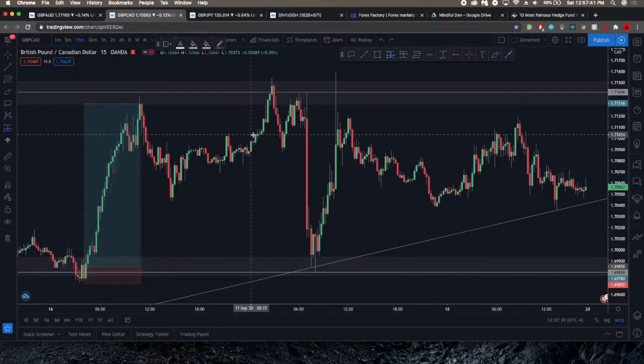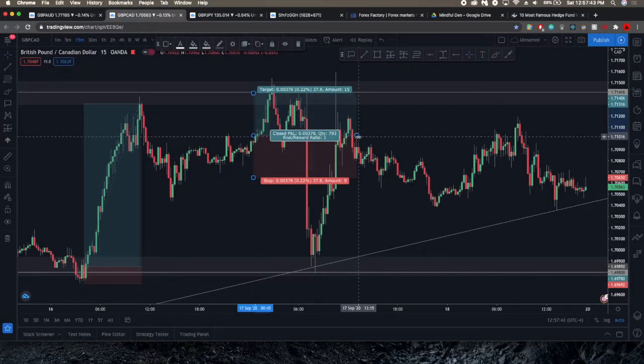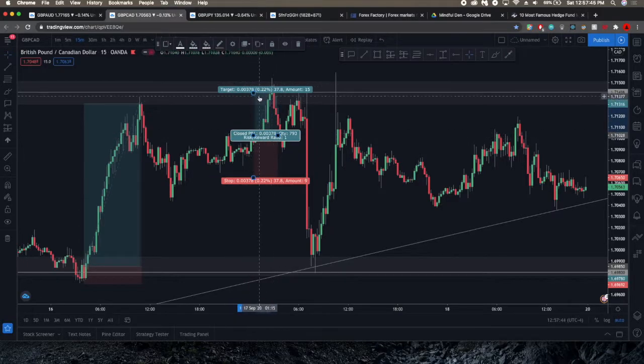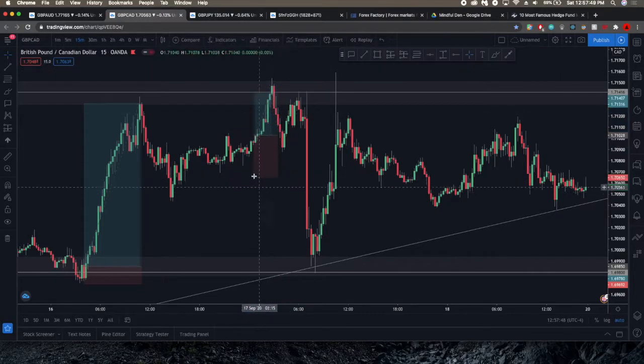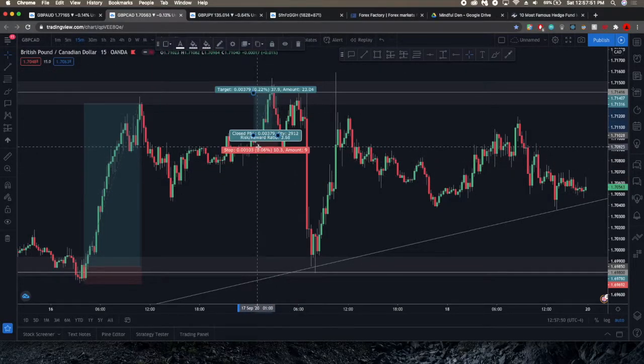I got in right there. I got like 37 pips. I exited right there, and then stop loss. This had a tight stop loss. I didn't have one more than 10 pips on this one, right?